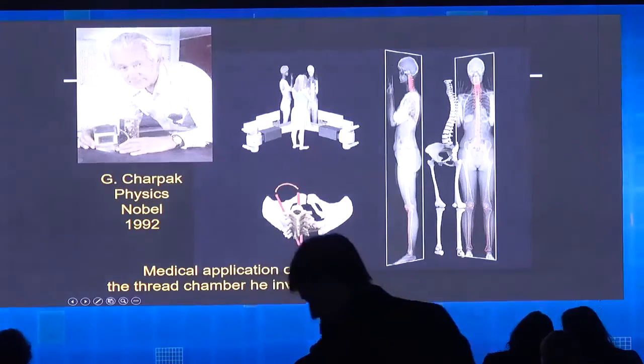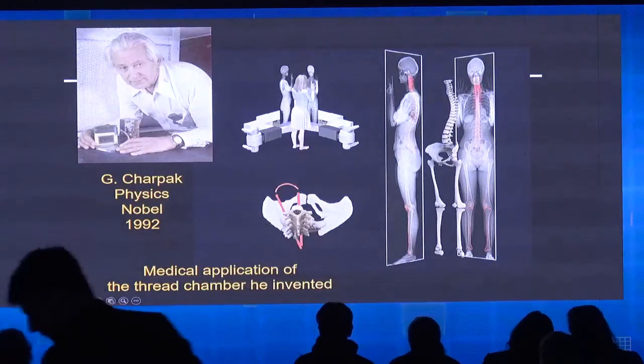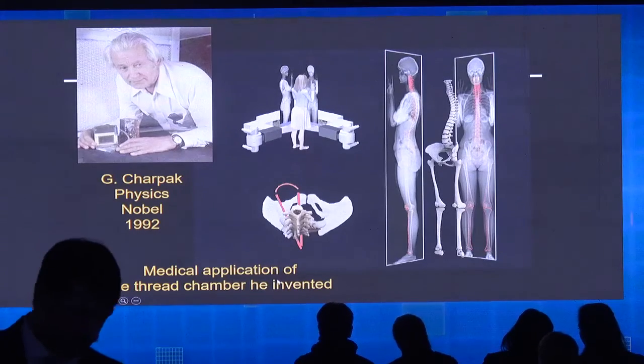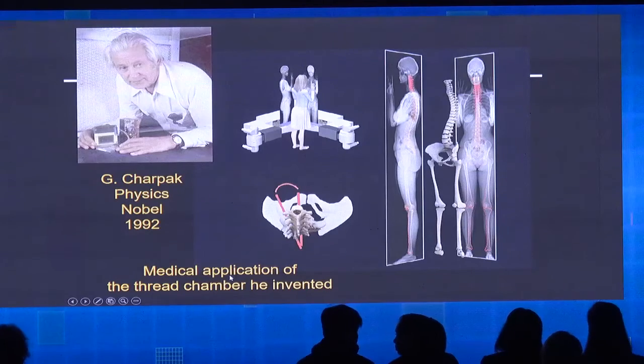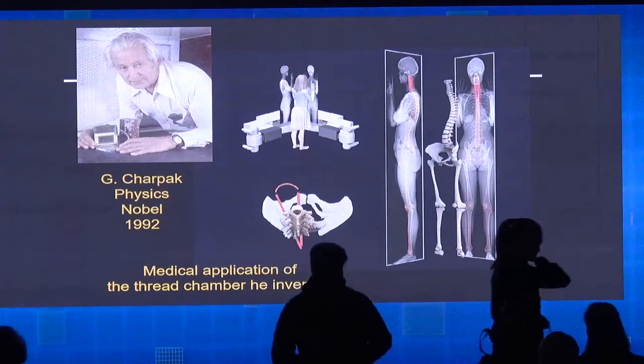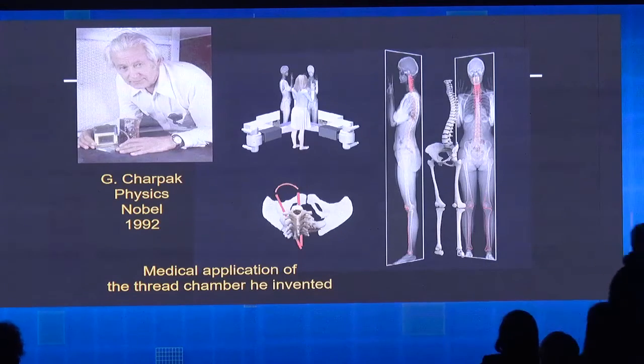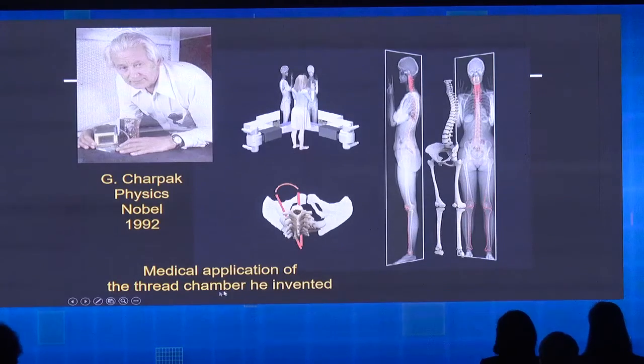So this was invented by this guy who was working in Geneva for the CERN and invented a device which can measure very, very small amount of irradiation. And it was the thread chamber that he invented. And then for that invention, he got the Nobel Prize in '92. And after, there was a development of the thread chamber to make that something possible for imaging.